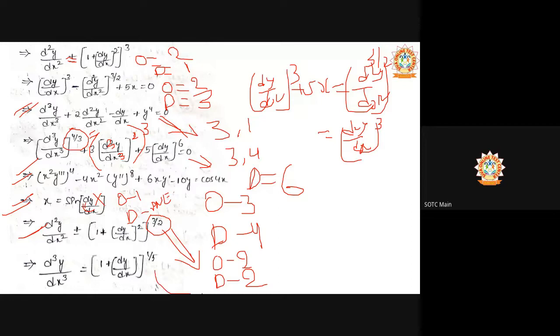Now try to see this question and tell me what will become. d cube y by dx cube is equal to 1 plus dy by dx whole power 1 by 5. Tell me what is the order and degree. Order 3, degree 5. Very good. Degree is 5 because to eliminate 1 by 5 you need to do the powering with 5 on both sides, right?